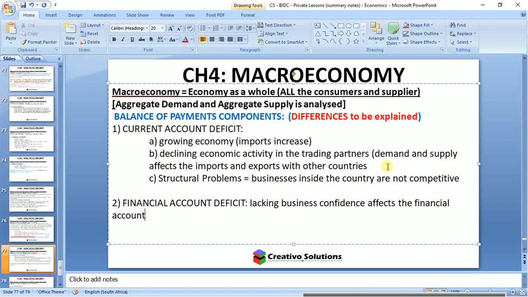So it's not a problem. A financial account deficit is not necessarily a problem, especially if there's an inflow of profits, interest, and dividends in future years. So we can live with short-term pain, as long as we get long-term gain. Just a note: recession is generally temporary.